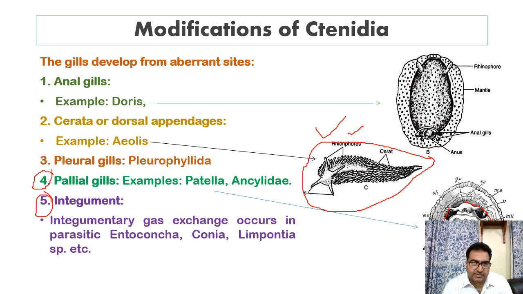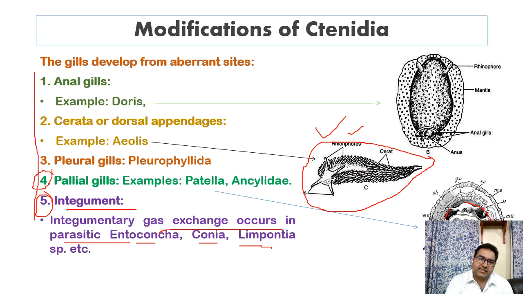Under the secondary respiratory organs, we have the integument as well. The integument also acts in gas exchange that occurs in certain parasitic forms such as Entoconcha, Cornia, and Limapontia species. These are the other forms besides the ctenidia which help in aquatic respiration, such as anal gills, serrata, pleural gills, pallial gills, and the integument as well.